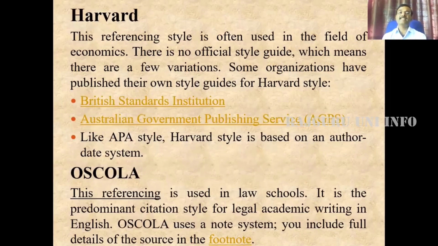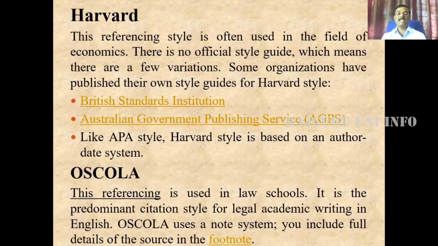Another important method is Harvard. This referencing style is often used in the field of economics. There is no official style guide for this Harvard referencing style because it has many variations. Some organizations have published their own style guidelines for recording this Harvard style. For example, we may take British Standards Institution and Australian Government Publishing Services. Like APA style, Harvard style is based on an author date system.